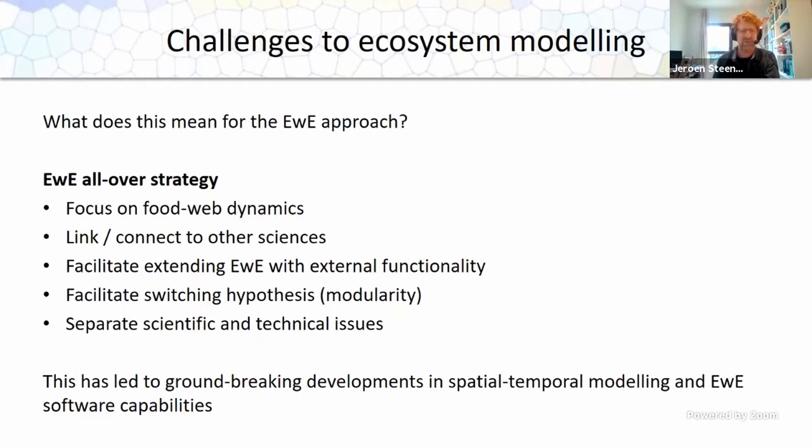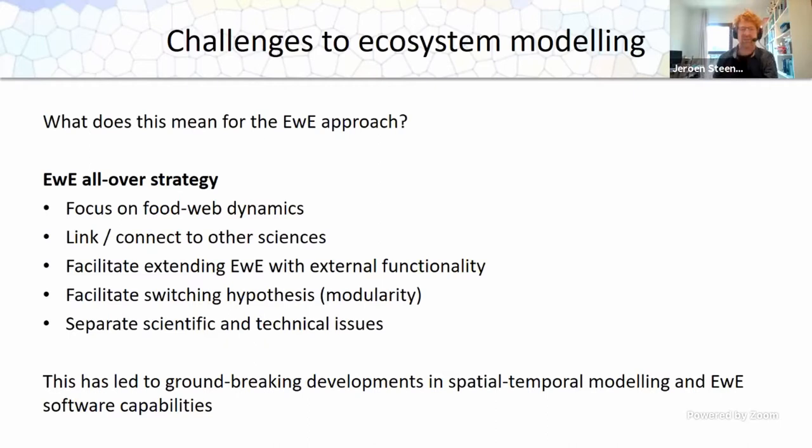So we needed to make sure that Ecopath could extend its functionality. You could bring in other logic, that was paramount. You want to be able to switch hypotheses. So if something doesn't work, you want to try something else. You don't want to be locked into one idea only that doesn't work. And what's also been very interesting is to separate technical and scientific issues. By modularity, by separating your technique and your science, you can, with simple technical solutions, unleash whole new batches of science. So conceptually, it's very powerful. And this has brought Ecopath with Ecosim to where we are today.